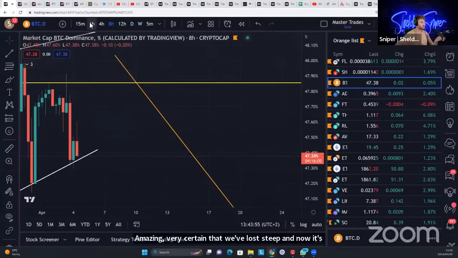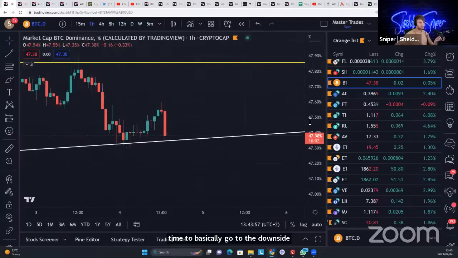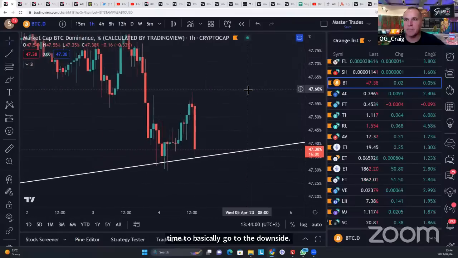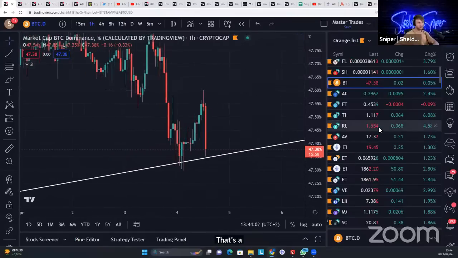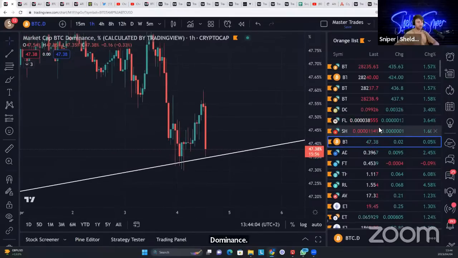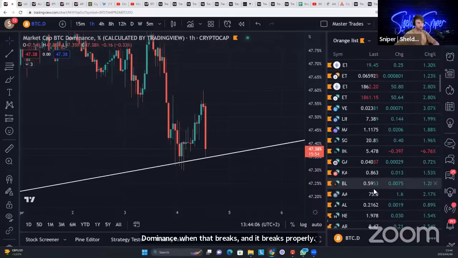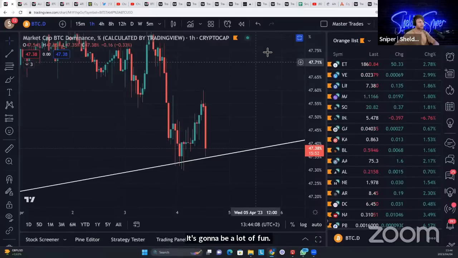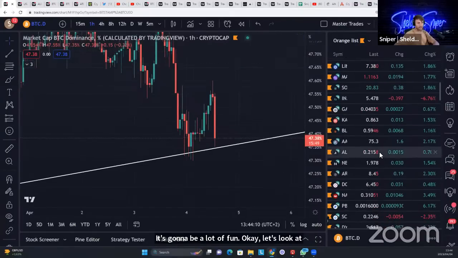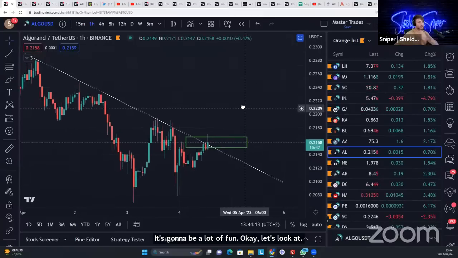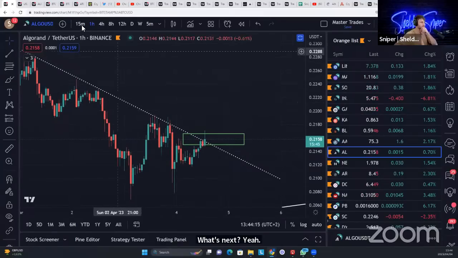This dominance, getting there. Getting there. When that breaks and it breaks properly, holy shit. It's going to be a lot of fun. Okay. Let's look at what's next here. Algo. Okay, Algo's back in the zone.